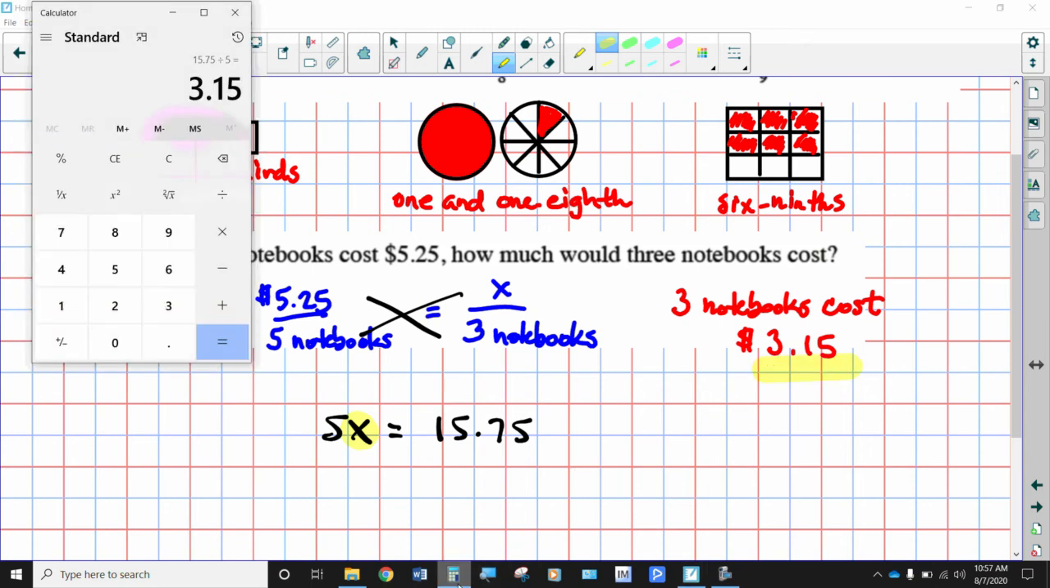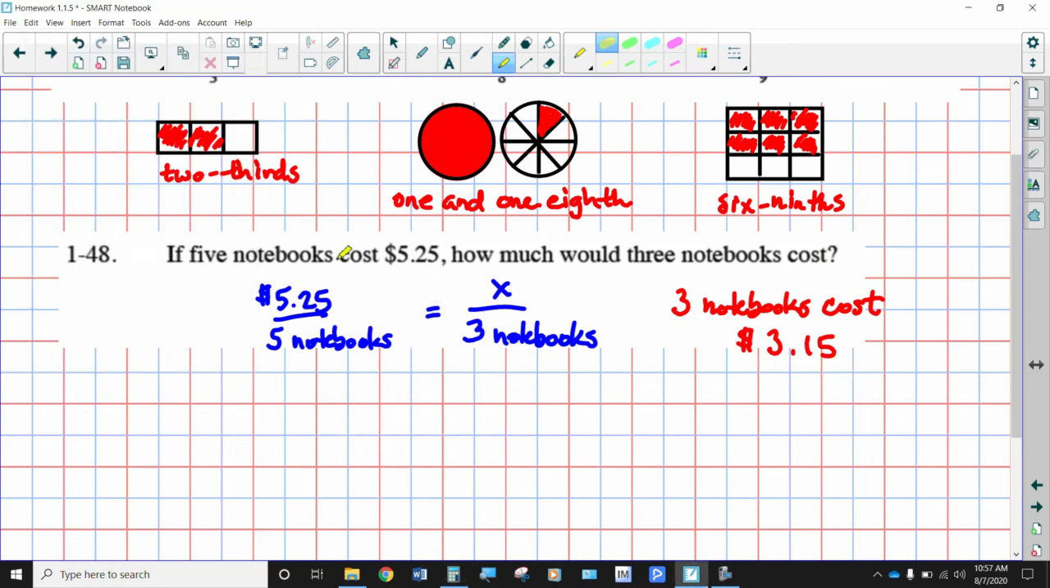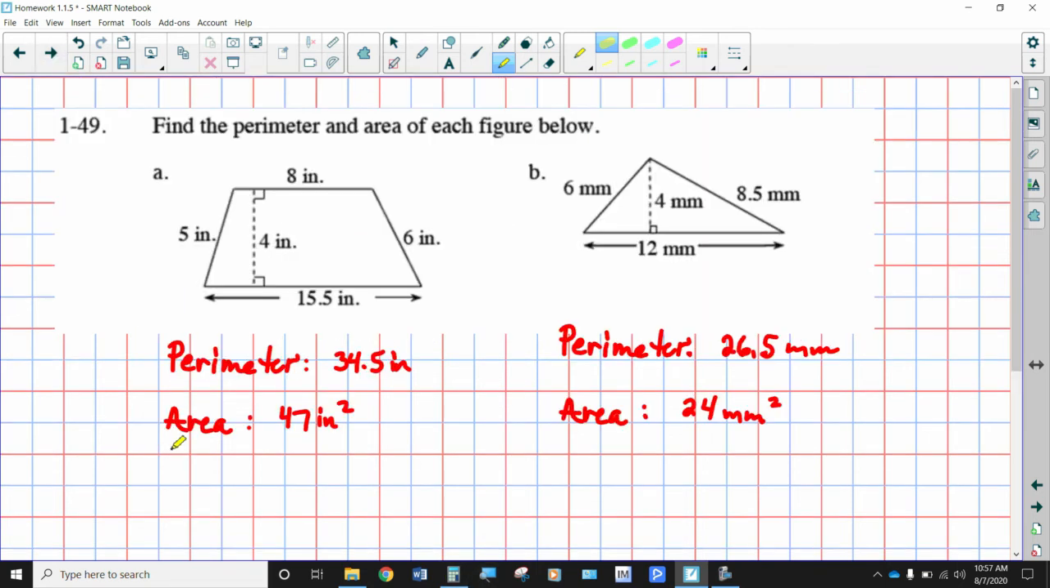Okay, so 3 different approaches for solving proportions, whichever way makes most sense to you. I've had students in the past that exclusively do the cross multiplication because it works every time. And of course, they use their calculators to help along the way. All right, and more perimeter and area.